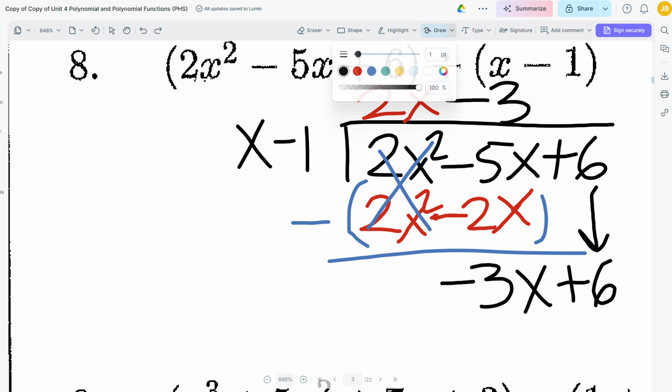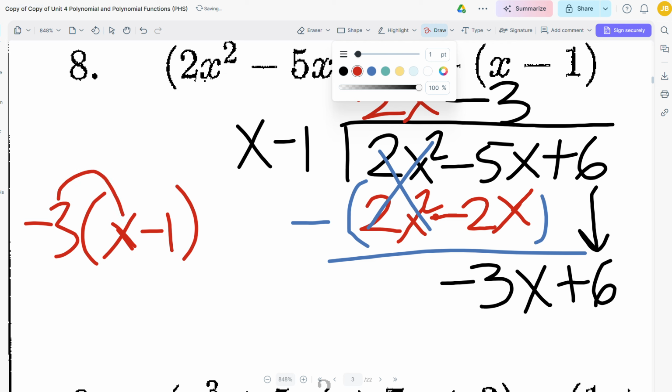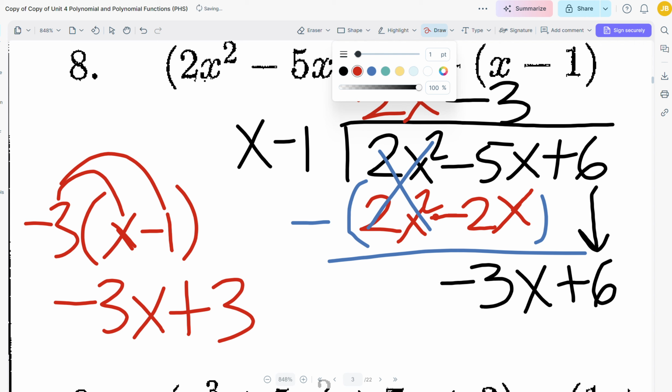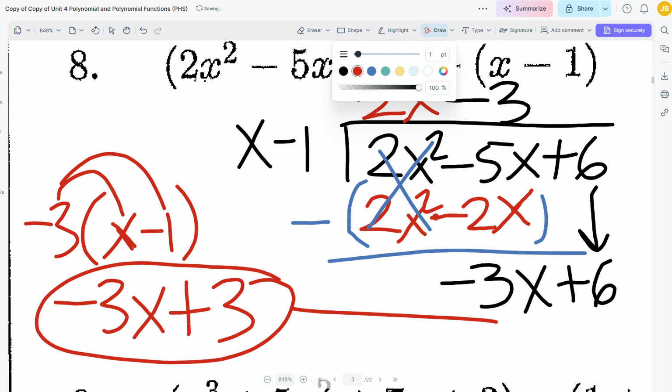To the side work. Negative 3 times x minus 1. Let's distribute. Negative 3 times x is negative 3x. Negative 3 times negative 1 would be positive 3. I'm going to go ahead and write this down here.